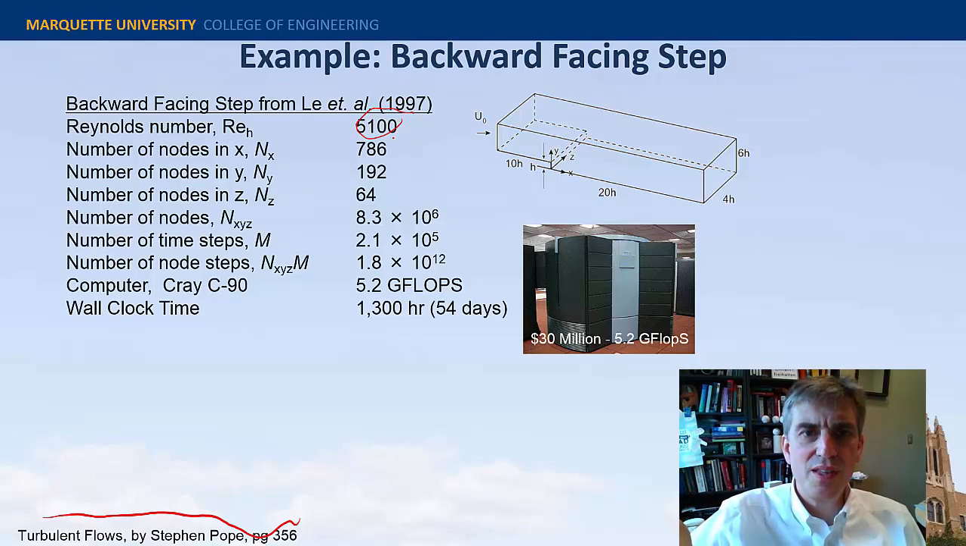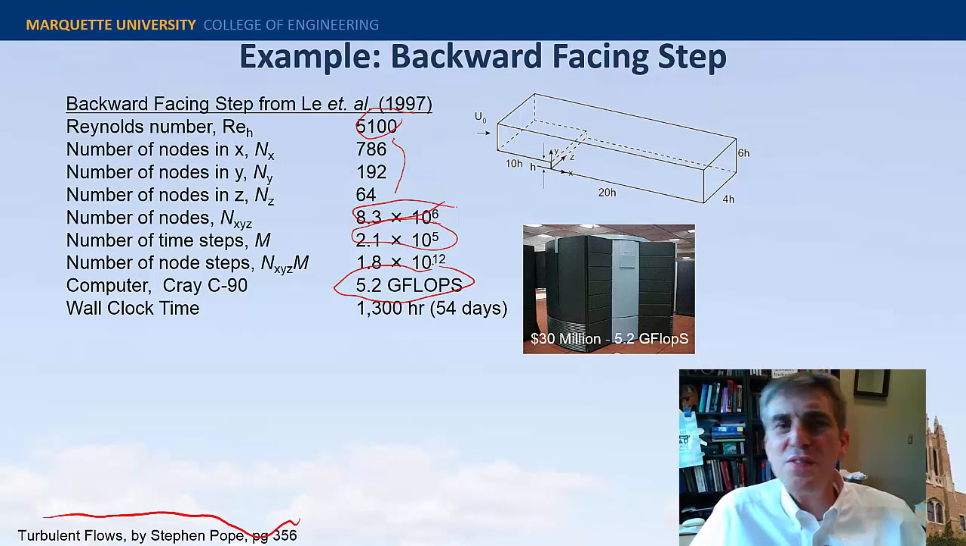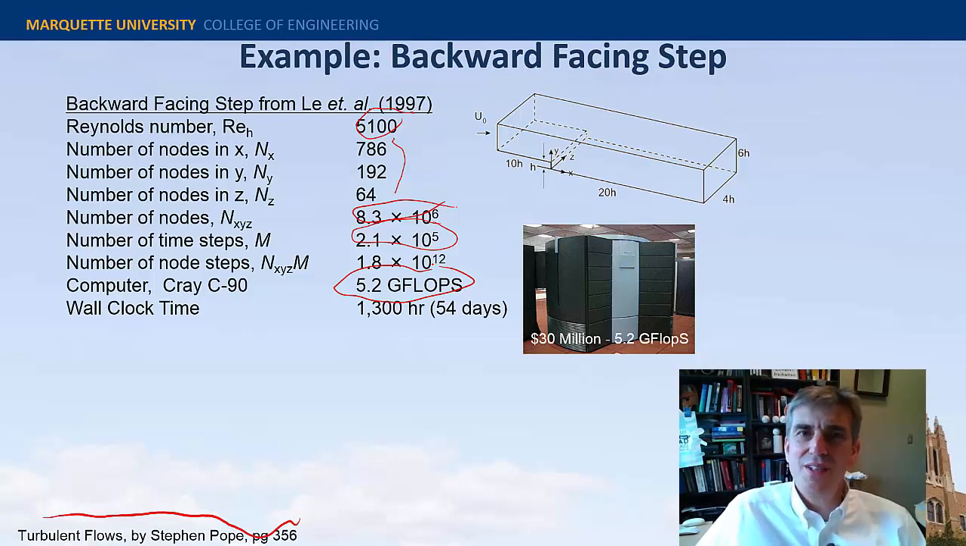And so they used, this is their grid size. This is the total number of nodes n. This is the total number of time steps they took, times 10 to the 5. And they used this Cray computer, which could give them 5.2 gigaflops per second. And they said that it took 54 days to do this calculation. 54 days to do one calculation on this small little domain such that you could resolve the turbulence.